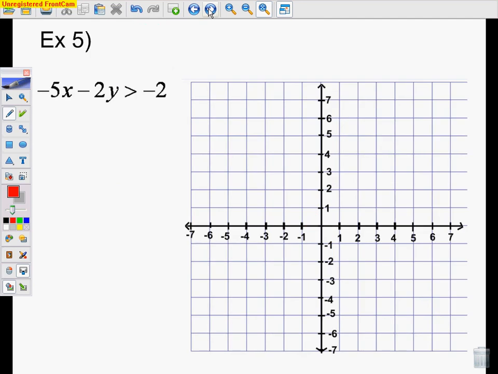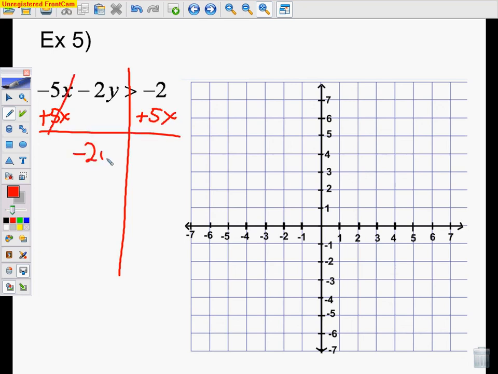Next one. Let's try one more here. Negative 5x minus 2y is greater than negative 2. I would go ahead again and put this in slope-intercept form. So we're going to add 5x to both sides, leaving you with negative 2y is greater than 5x minus 2. To get y by itself, you have to divide by negative 2 and do that to everything.